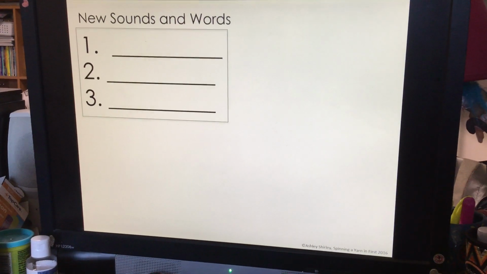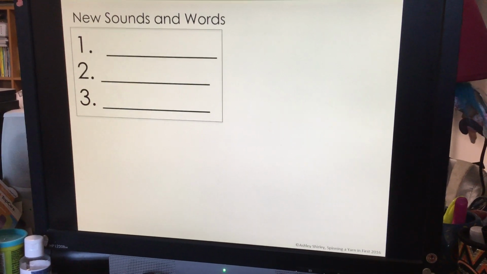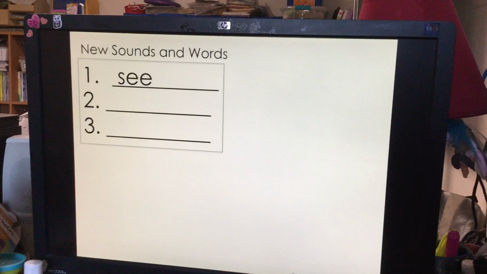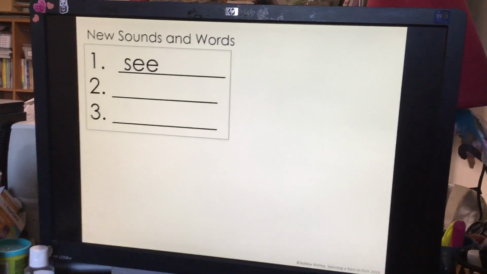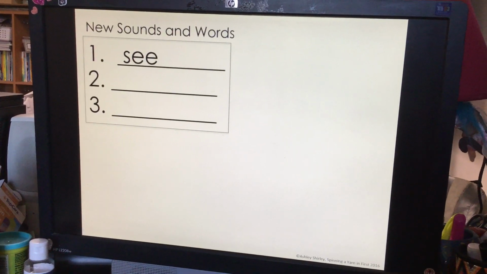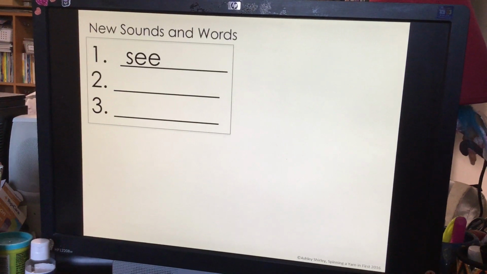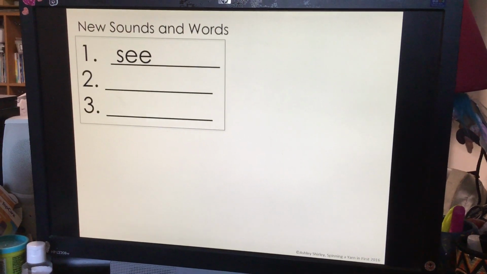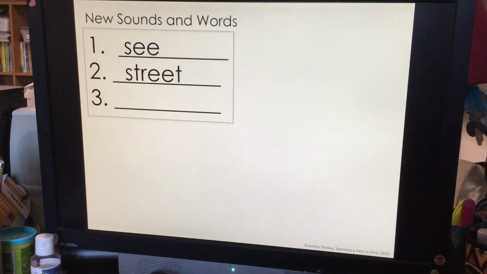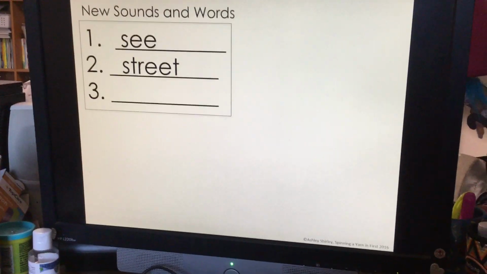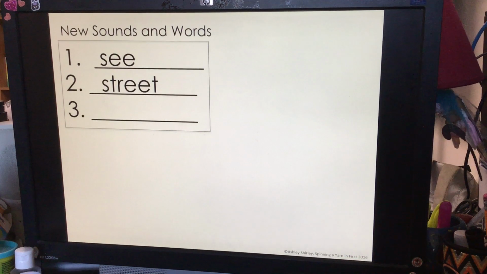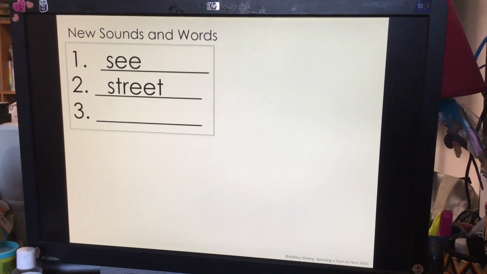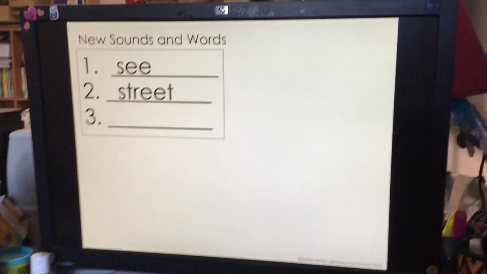Let's talk about some new sounds and words. Now, in sea, where do we hear the E sound? That's right, at the end. And it's represented with digraph EE. Sea. Street. Very good. Now the E sound is in the middle of the word, and it's also represented with the digraph EE. Street.